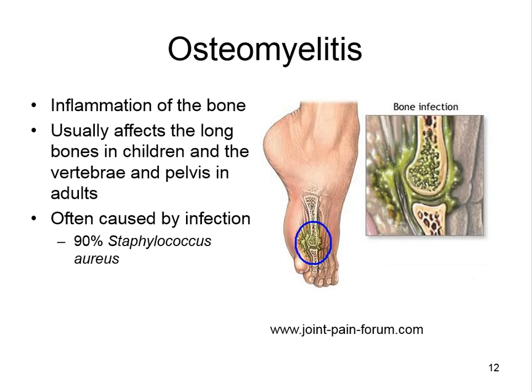Osteomyelitis is an inflammation of the bone. Usually affects the long bones in children and the vertebrae and pelvis in adults. Often caused by infection. 90% is from Staphylococcus aureus. As the infection progresses, pus may form and sustained inflammatory pressure may cause fracturing of small pieces of the bone.